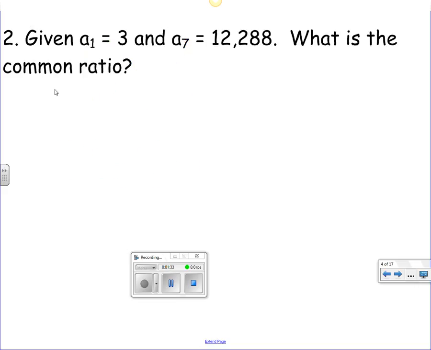Number 2, given A1 equals 3 and A7 is 12,288, what is the common ratio? How do I know this one's geometric? Anybody? Because it says ratio. Okay, so that makes it geometric. Okay. Keith, what goes in for AN?